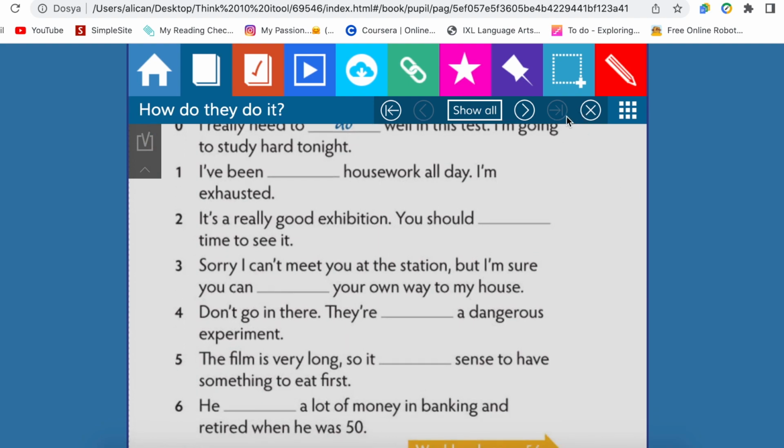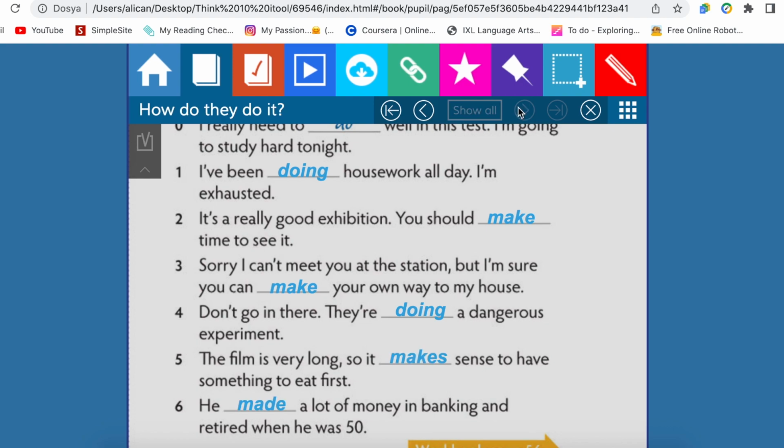Sorry, I can't meet you at the station, but I'm sure you can make your own way to my house. Don't go in there. They are doing a dangerous experiment. The film is very long, so it makes sense to have something to eat first. He made a lot of money in banking and retired when he was 50.